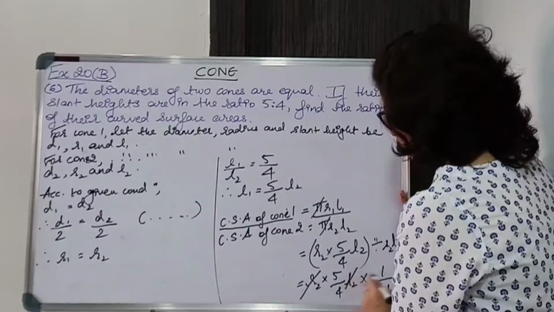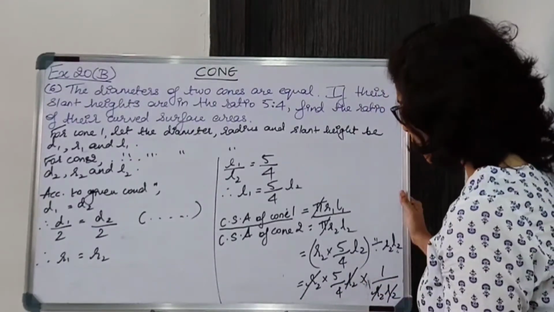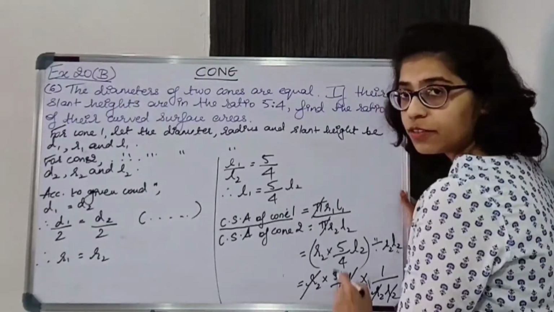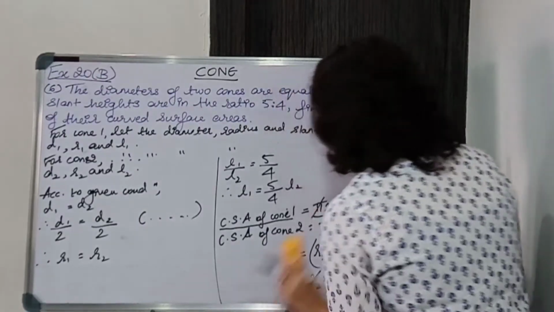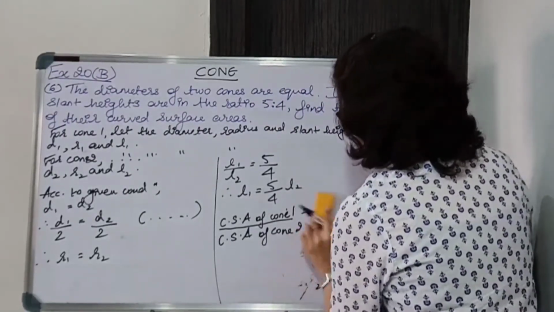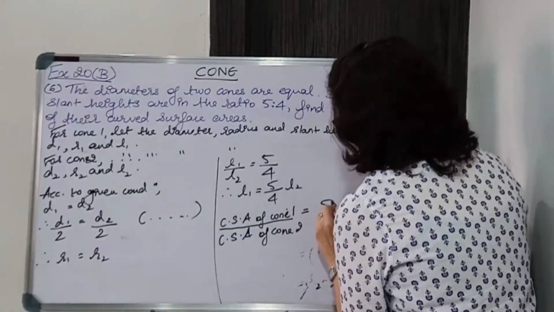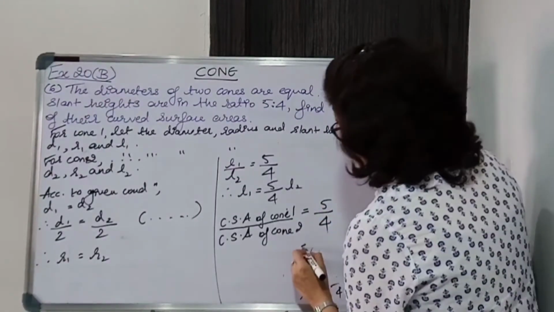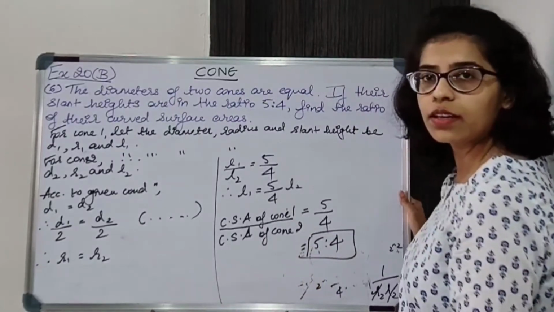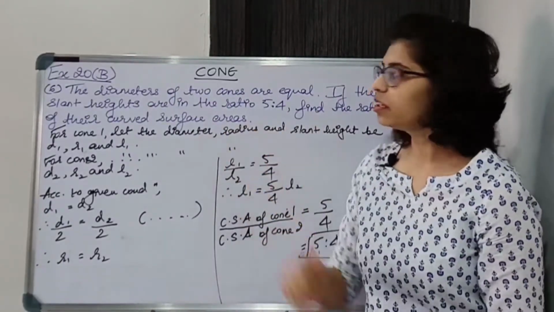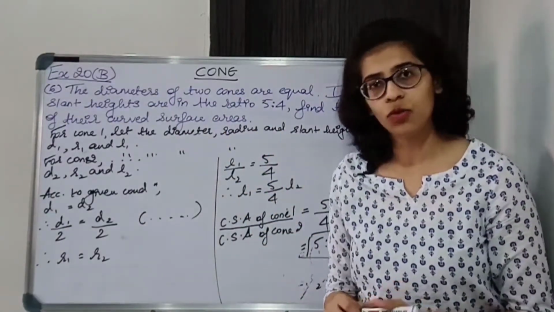R2 will get cancelled. L2 will get cancelled. We are left with 5/4. So CSA of cone 1 upon CSA of cone 2 is 5/4. That is nothing but 5:4. Okay. So we got the ratio of the curved surface area of cone 1 and cone 2.